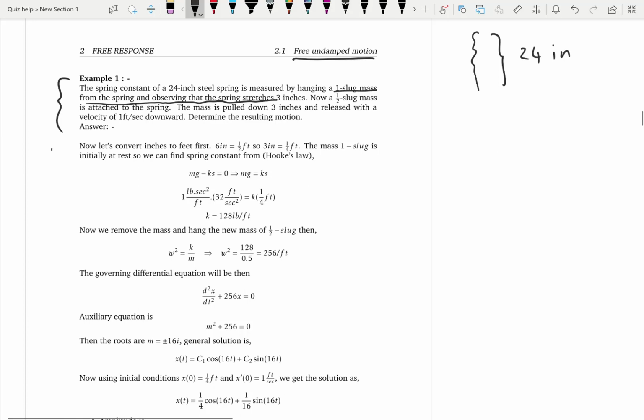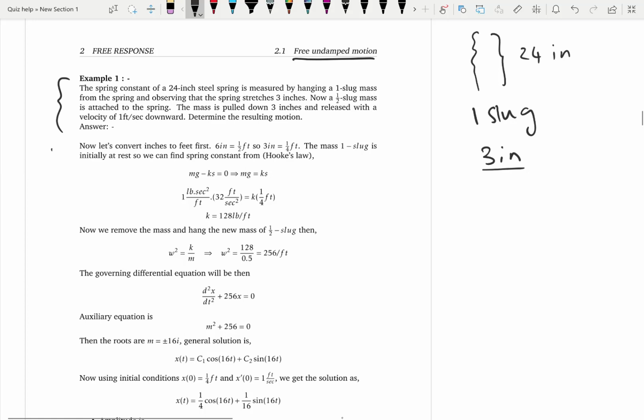One slug is not the actual mass that you're going to let the motion happen. It's just that we try to play with Hooke's law. So we have one slug and we are trying to determine K, and it stretches 3 inches. Now a half a slug mass is attached to the spring. Now you remove that one slug and attach a half a slug mass. That is what we let the motion happen.